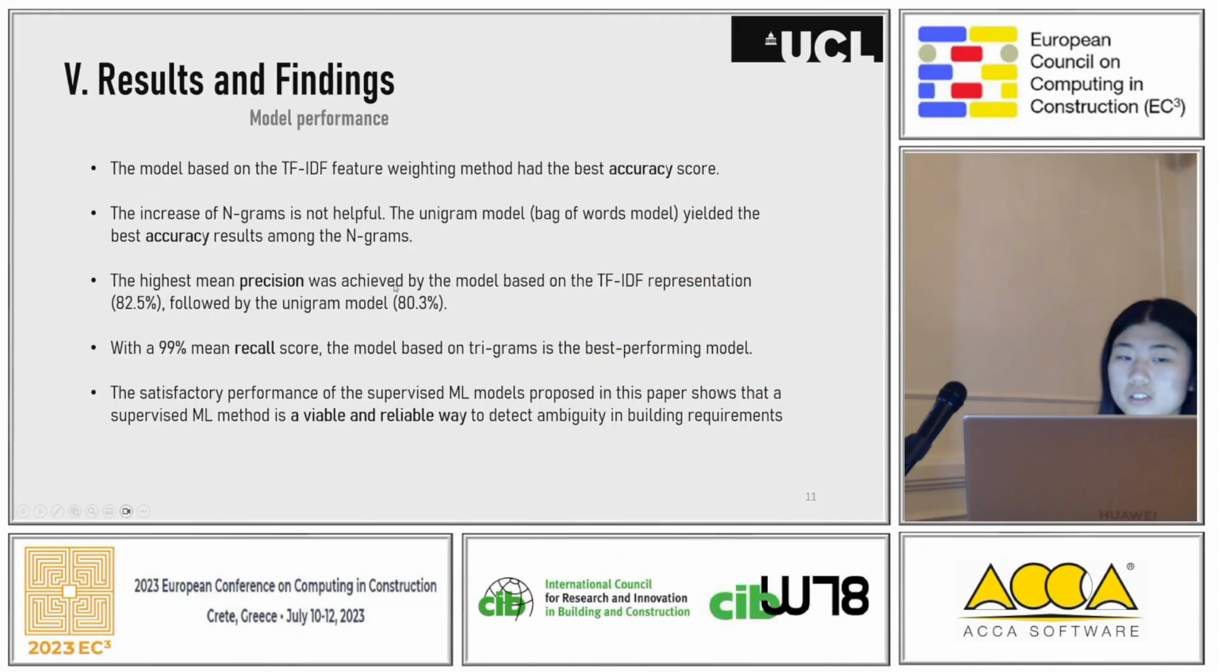In terms of the findings, we find the model based on the TF-IDF feature weighting method has the best accuracy score. And the increase of the n-grams is not helpful, and the unigram model had the best accuracy results among the n-grams. The highest mean precision was achieved by the model based on the TF-IDF representation, followed by the unigram model. And we really care about the recall score, and we got the highest one on the model based on trigrams. And then, in general, this shows a satisfactory performance and the potential of using supervised machine learning methods to detect ambiguity.